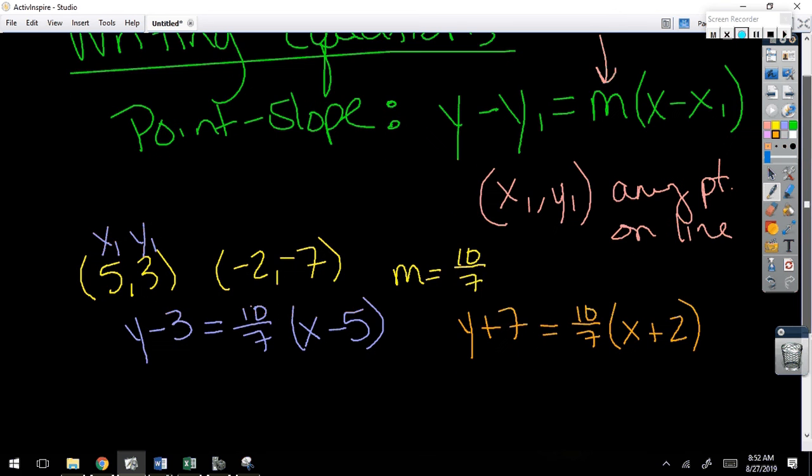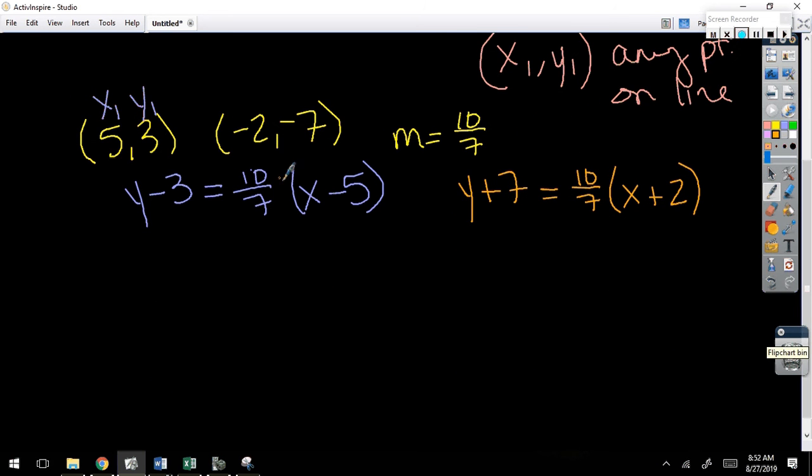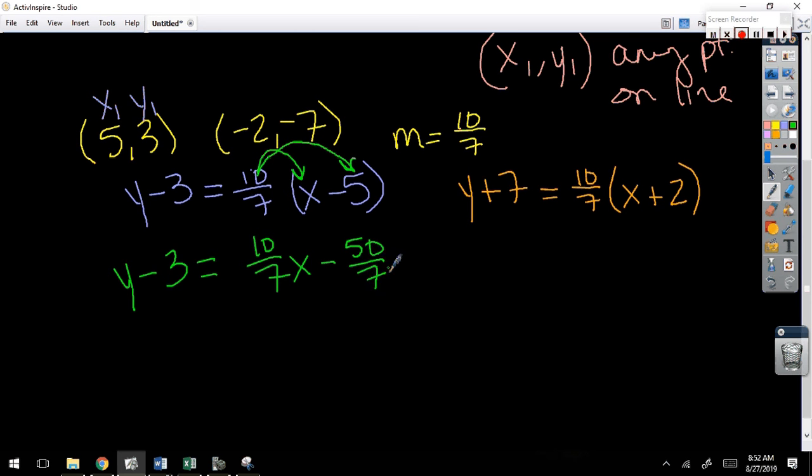This is pretty neat, I think, anyway. If I distribute, ooh, we are not doing purple and orange right beside each other like that. I did not mean to do that a second ago either. Okay. Y minus 3 equals 10 over 7x minus 50 over 7, right? Top times top, bottom times bottom. And now I need to add 3.